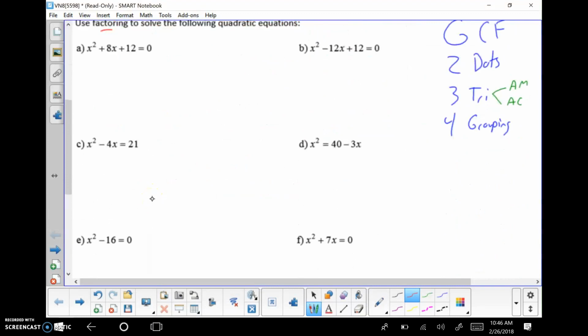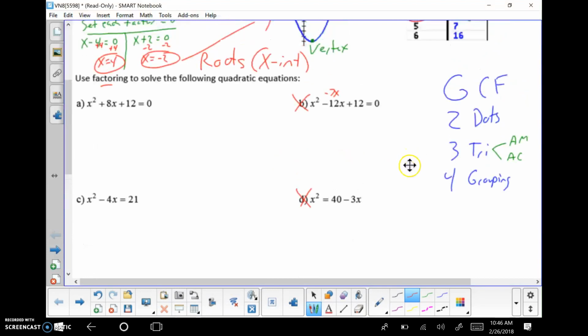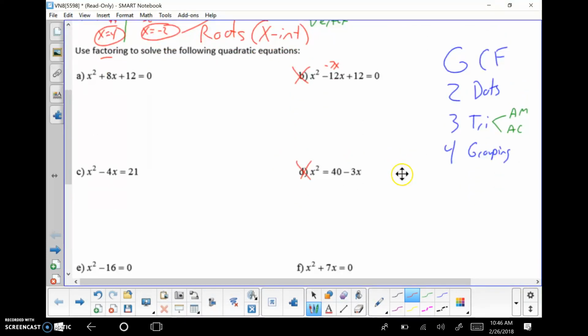I'm going to end up skipping a couple of these. This one has a typo in it. It's actually supposed to be a negative 7x, but I'm going to skip it altogether. I'm going to skip this one just in the interest of saving some time. So let's do the first one here, A.